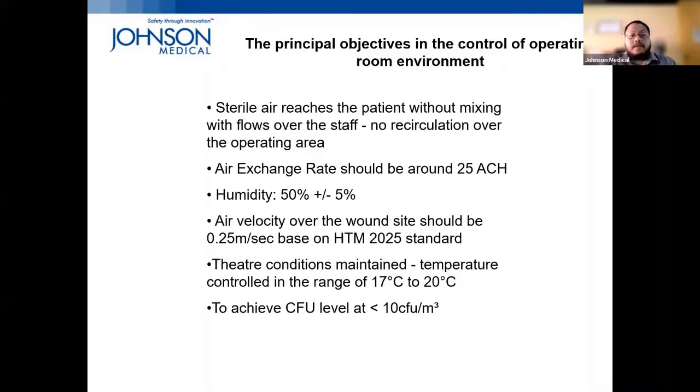And the velocity over the wound site, the surgical site of the patient, should be around 0.25 meter per second. This is based on HTM 2025 standards. The theater conditions that should be maintained, the temperature is about 17 to 20. This is also to reduce the bacteria infection rate within the OT.